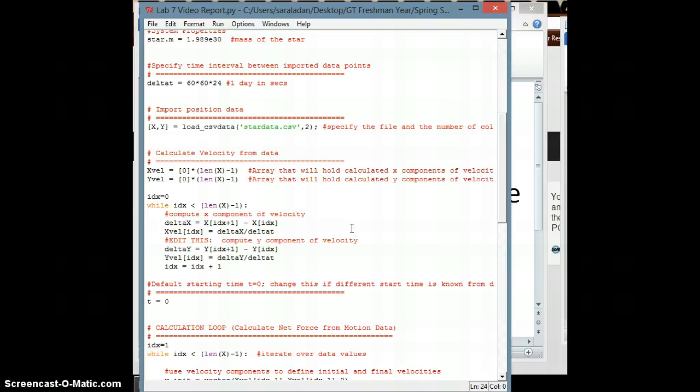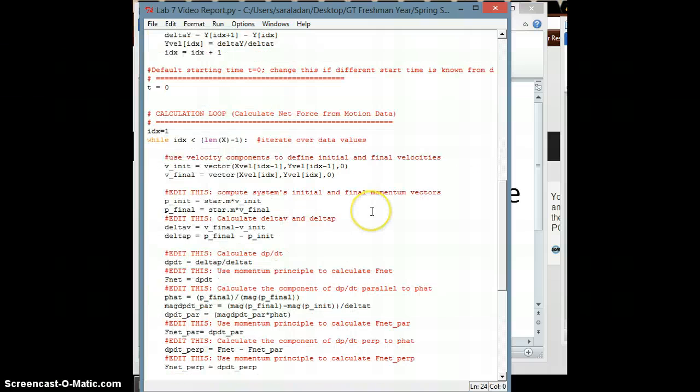Now, onto the while loop. The while loop tells the program to complete the following calculation through all of the CSV file from the first data point, which is at index 1, to the last data point. So we get the v final, which is at the index, and the v initial, which is at the index -1, so the previous index point. Using our data for velocity, it is easy to solve for momentum using p equals mv.